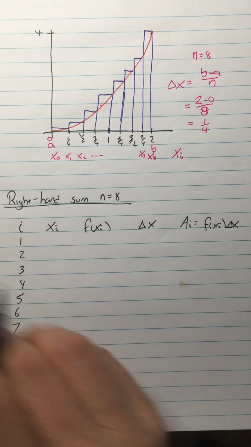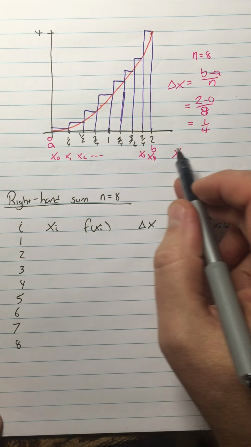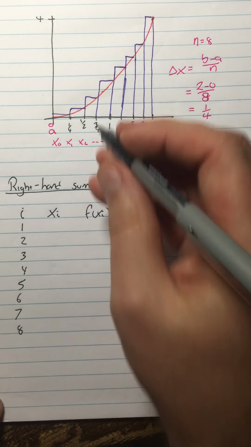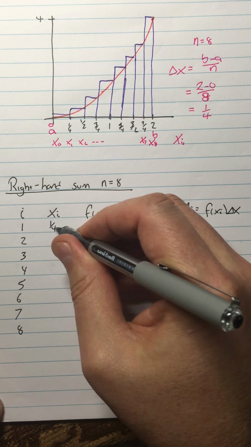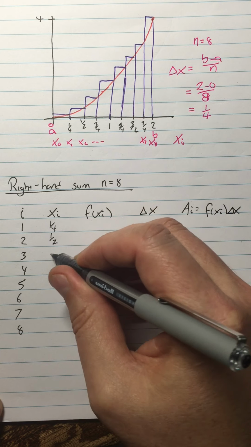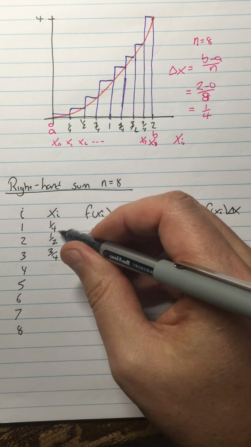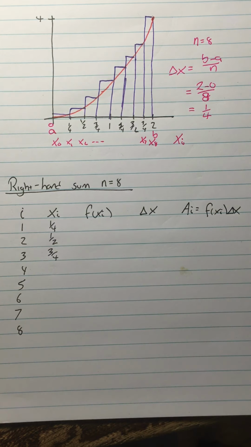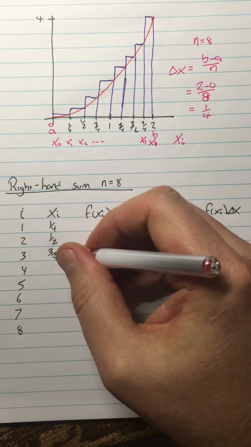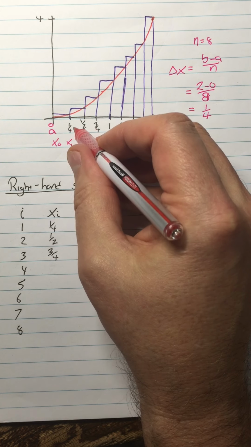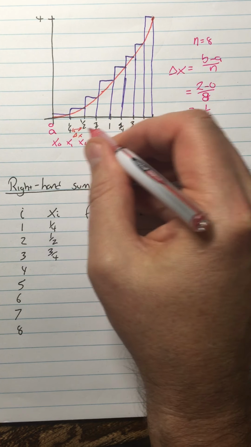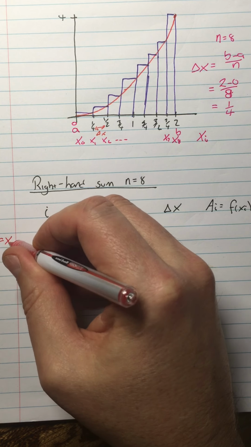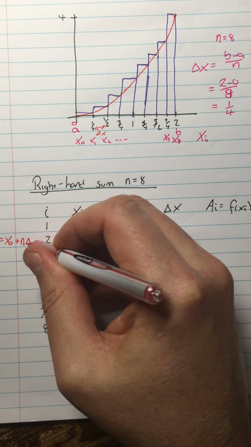All right, now I need to look at what the x sub i's are for each of my index variables i. So just by looking at the graph, x sub 1 is 1/4, x sub 2 is 1/2, x sub 3 is 3/4. And by the way, computationally, where are these x sub i's coming from? Each x sub i is the preceding x sub i plus delta x, right? There's a delta x difference between each of them. So we could say, for example, that x sub i is equal to x sub 0 plus i delta x.